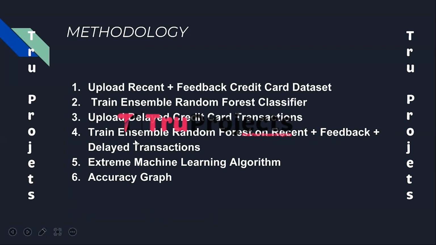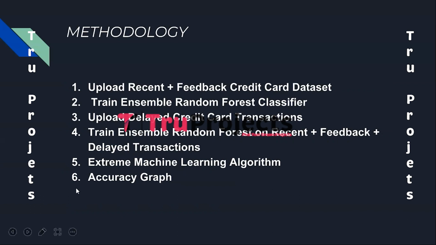The fourth module is Train Ensemble Random Forest on Recent plus Feedback plus Delayed Transactions. In this module, the Ensemble Random Forest Classifier is retrained using the combination of recent, feedback, and delayed credit card transactions. This module incorporates the delayed data into the model, allowing it to learn from unlabeled transactions and assign the class label based on the previous classifier. This retraining process aims to improve the classifier performance and increase the accuracy of fraud detection.